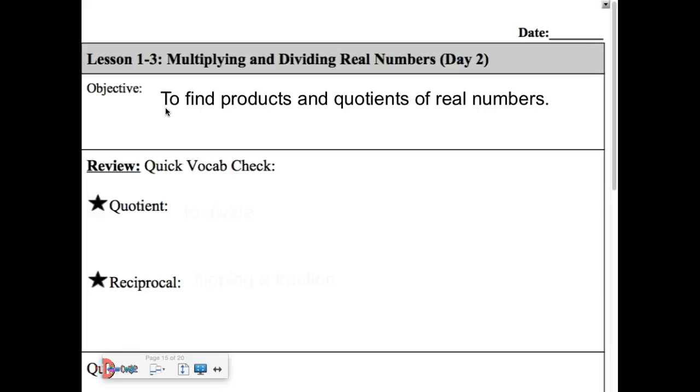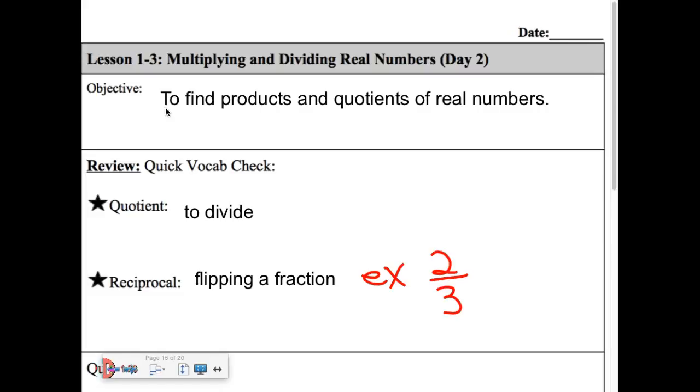As we start, that word quotient is a fancy way to say to divide. You're going to divide these. Today we're going to be working with fractions again. We're going to see this word pop up, the word reciprocal. Reciprocal means we're going to be flipping a fraction. So for example, if you were to have the fraction 2/3, if I were to find the reciprocal of that, it would really be 3/2. Both of these words are probably very familiar.